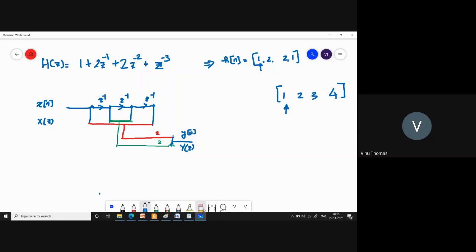Likewise, let me also look at this filter. 1 plus 2z raised to minus 1 minus 2z raised to minus 2 minus z raised to minus 3. So my filter is 1, 2, minus 2, minus 1. What kind of a filter is this? Let me ask someone. Mahima, what kind of a filter is this? What type of a filter is this?